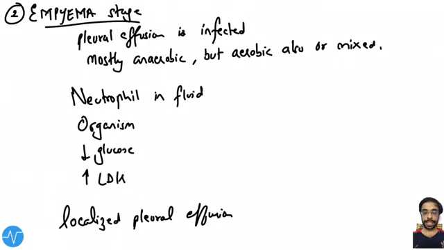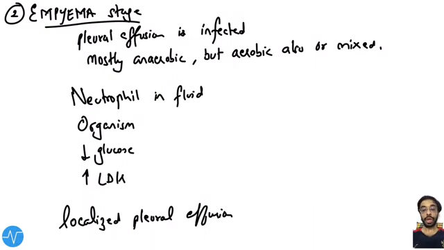Now the second stage is empyema, which means it is getting infected. If it is getting infected, what will happen? It will no longer be sterile. Therefore, there will be either anaerobic or aerobic organisms. Neutrophils will appear, glucose will decrease, LDH will increase, organisms will be seen, and this pleural effusion will start becoming localized, and because of this we can see split pleura signs.